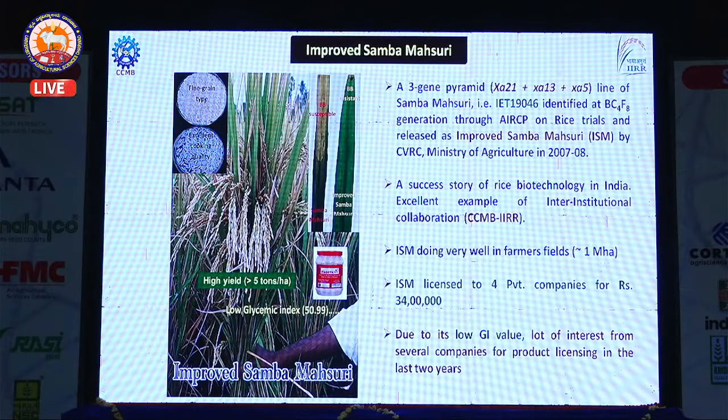Fall armyworm feeds inside the rows. The improved Samba Masuri has got three major resistant genes, this pest resistance, and it is ineffective against many of the insecticides. So this is a success story of not only host plant resistance, but also of deploying the right kind of right approach.